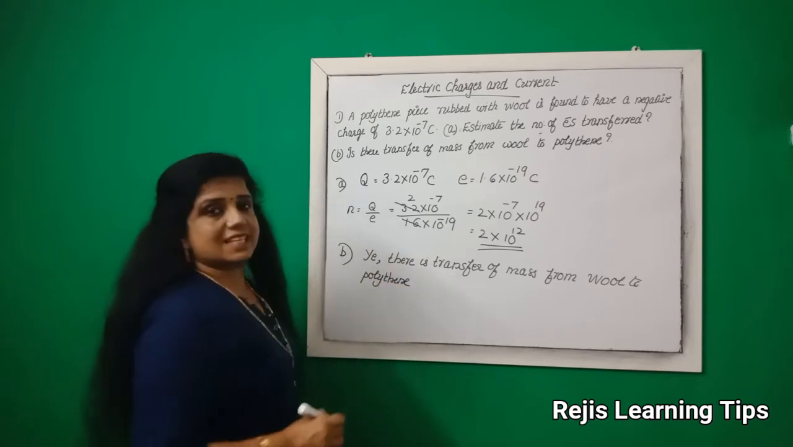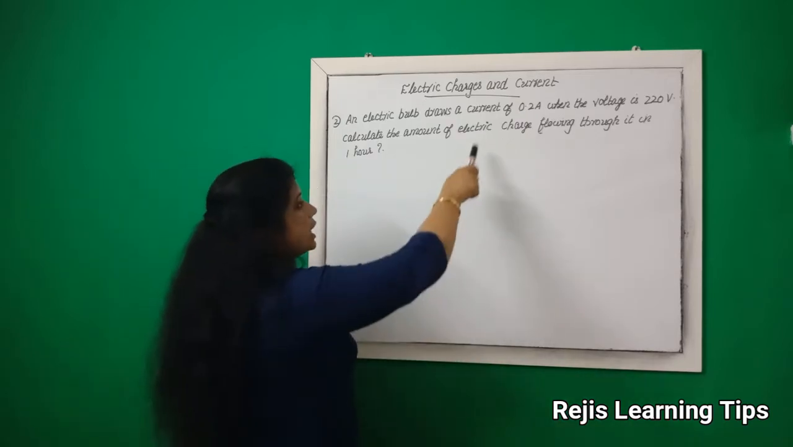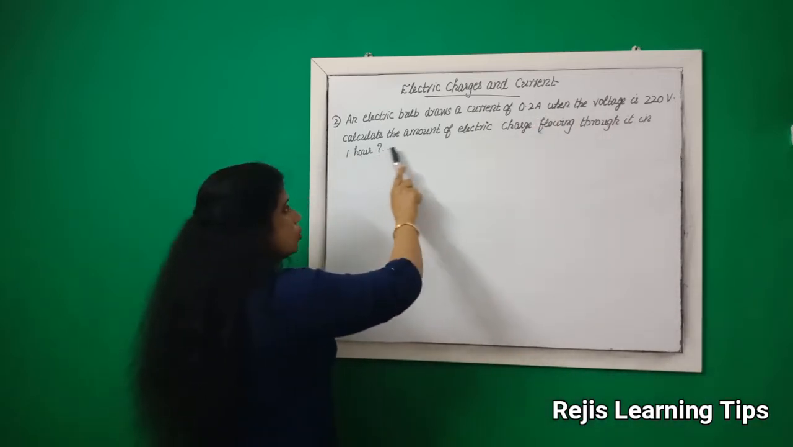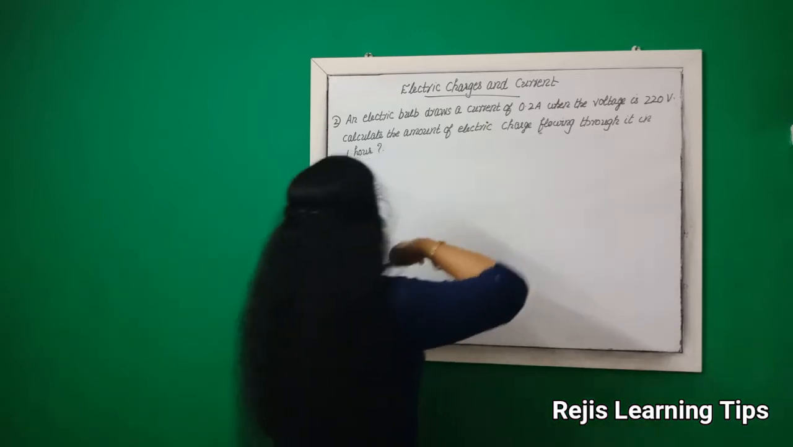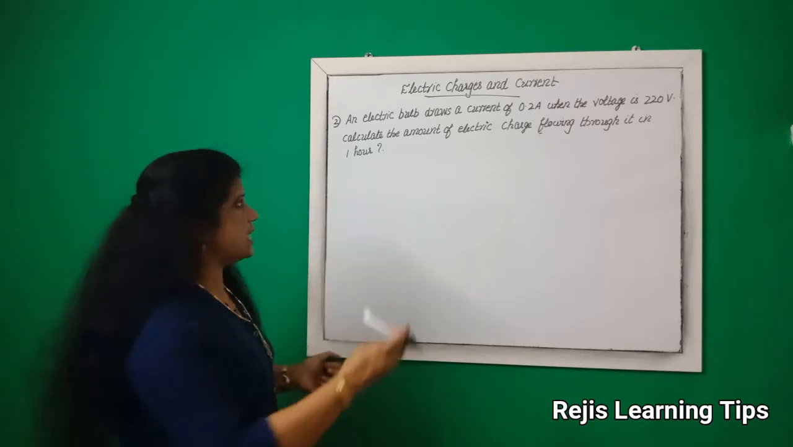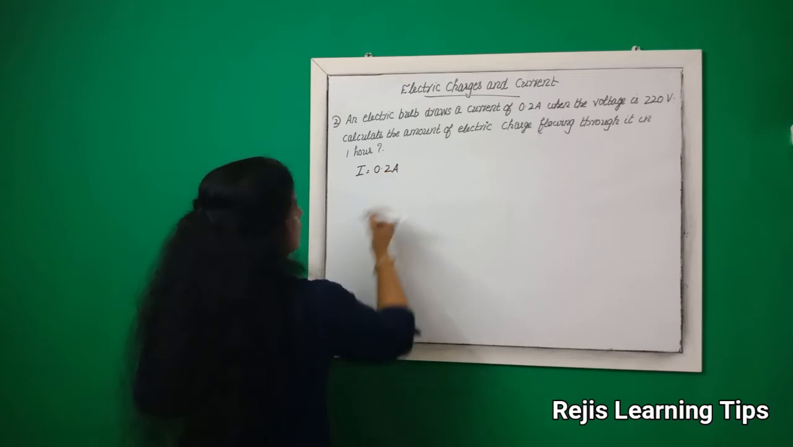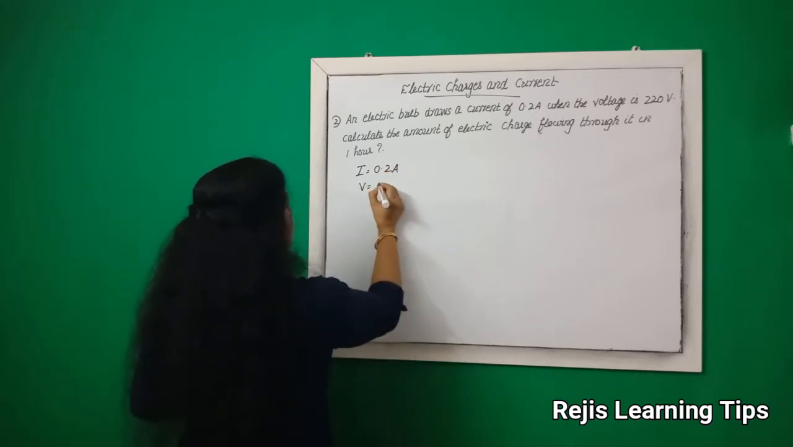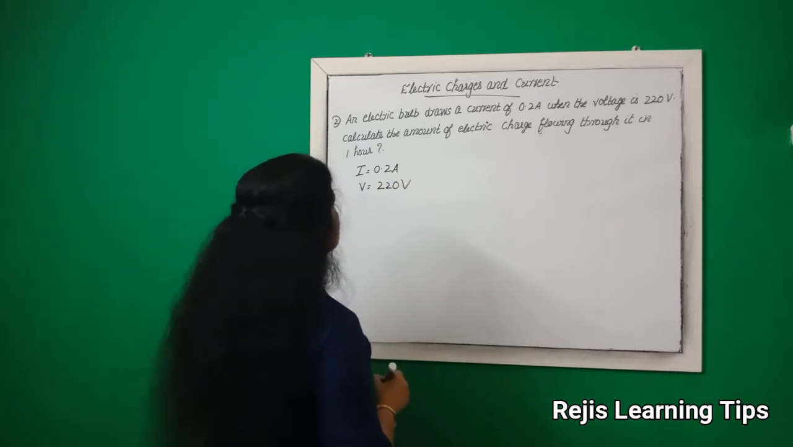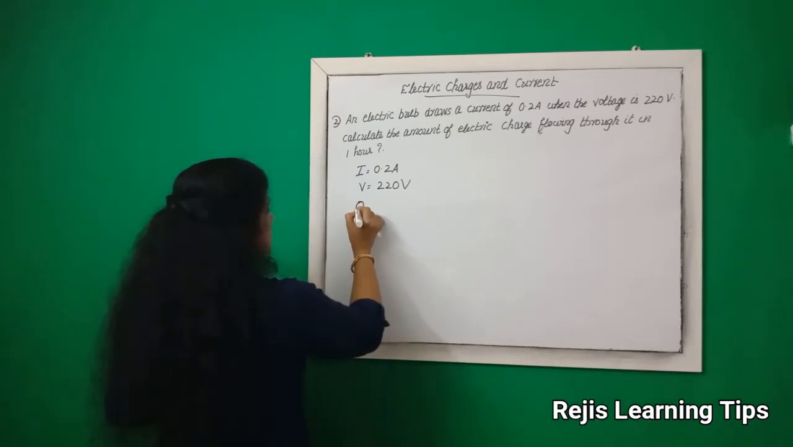Okay, then we can see the second sum. Second question. An electric bulb draws a current of 0.2 ampere when the voltage is 220 volt. Calculate the amount of electric charge flowing through it in 1 hour. Okay, an electric bulb draws a current. So current I is equal to 0.2 ampere. Then voltage V is equal to 220 volt. Calculate the amount of electric charge flowing through it in 1 hour. We should find the amount of electric charge, that is Q.